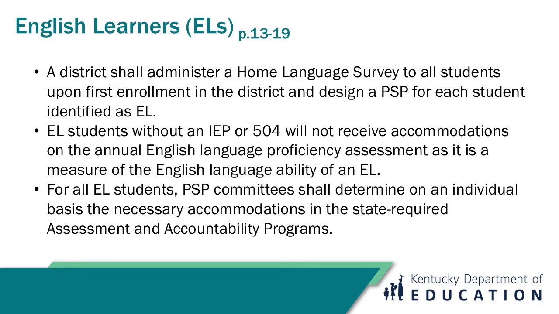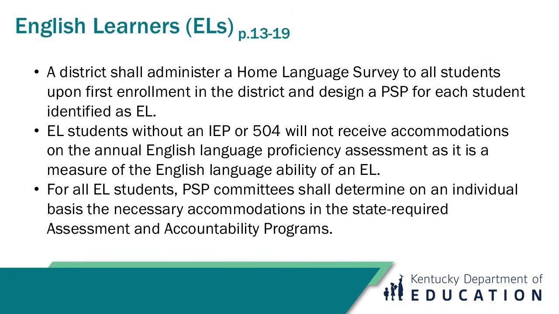A student's score on the annual English language proficiency assessment determines whether the student identified remains EL or attains English language proficiency status. For all EL students, PSP committees shall determine on an individual basis whether these students will participate with or without accommodations in the state-required assessment and accountability programs. Because those assessments measure content knowledge, these accommodations shall be related to demonstrating what each individual student knows on a test written in English and the ability to access the curriculum.